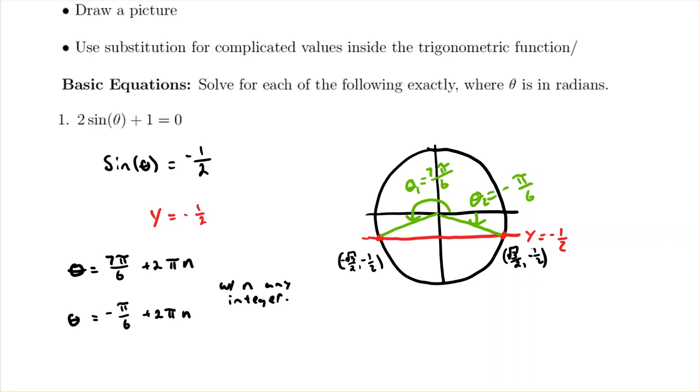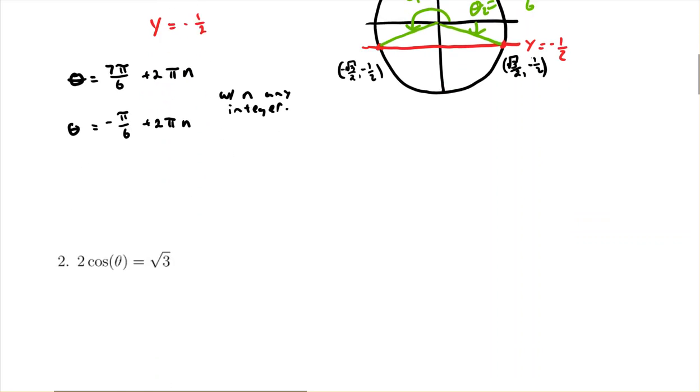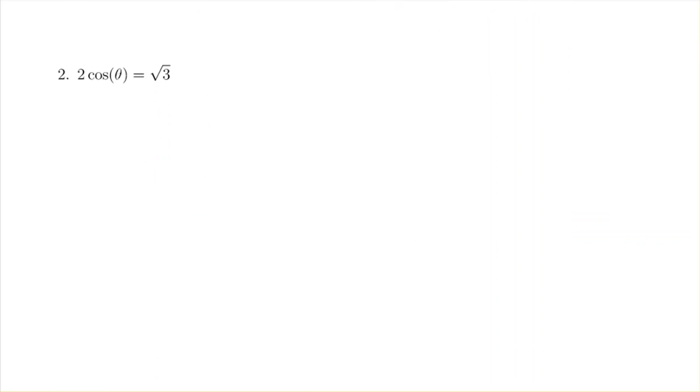Now, you could do this same basic equation idea with cosine instead of sine. So you would isolate cosine first. Use the fact that cosine is the x values on the unit circle. And say we're going to draw on our unit circle the equation x is equal to root 3 over 2.